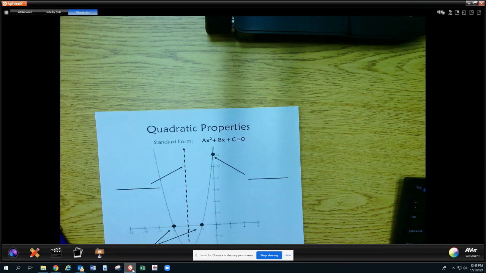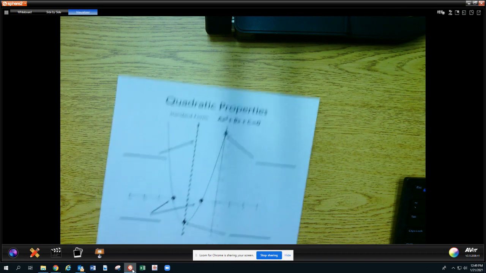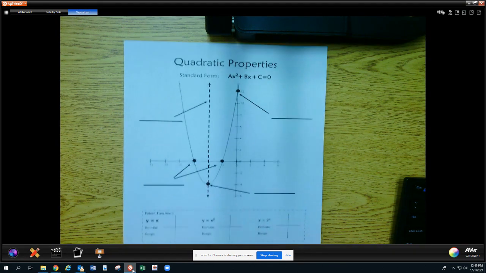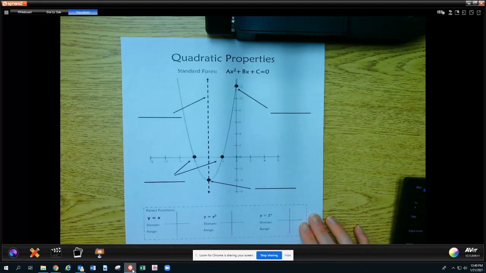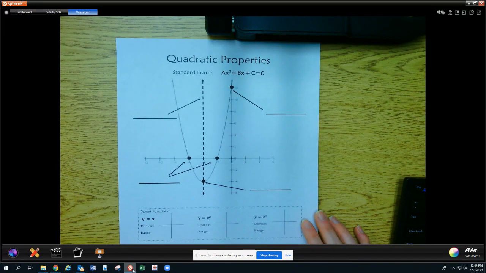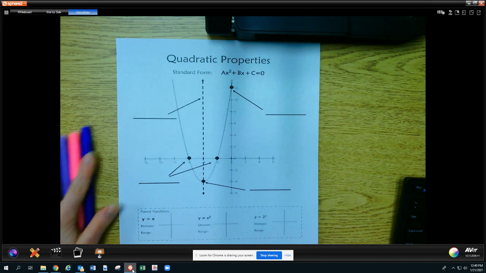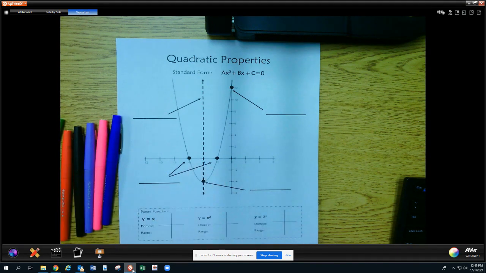All right, so today is the first day we are getting into quadratic functions. And so the first thing we need to talk about is some vocabulary. And so get some colors because it's going to look a lot better if you have everything color coded.